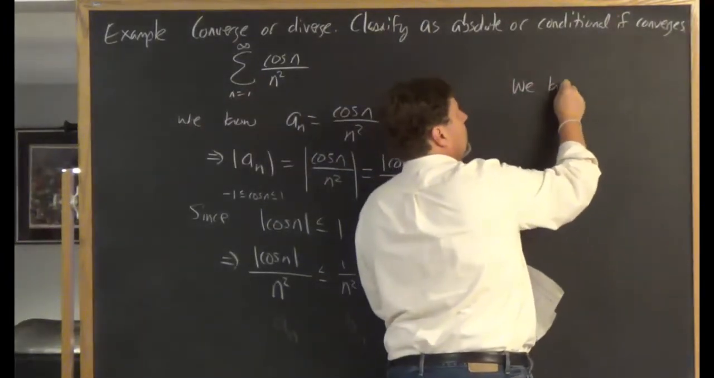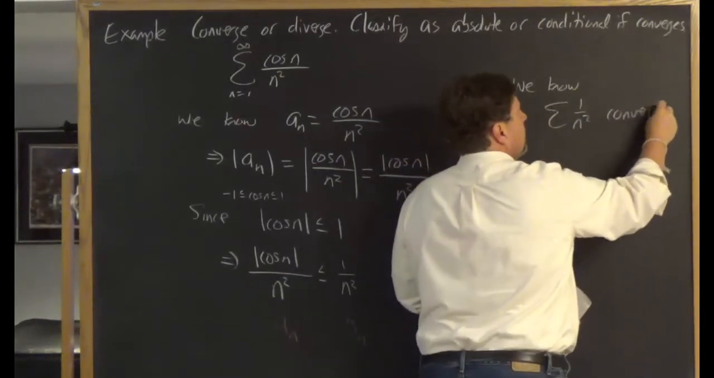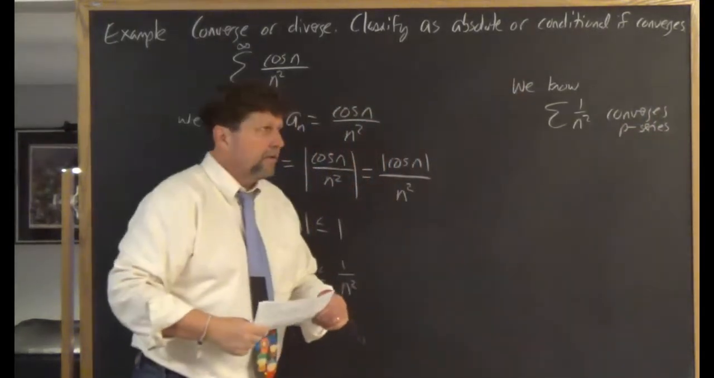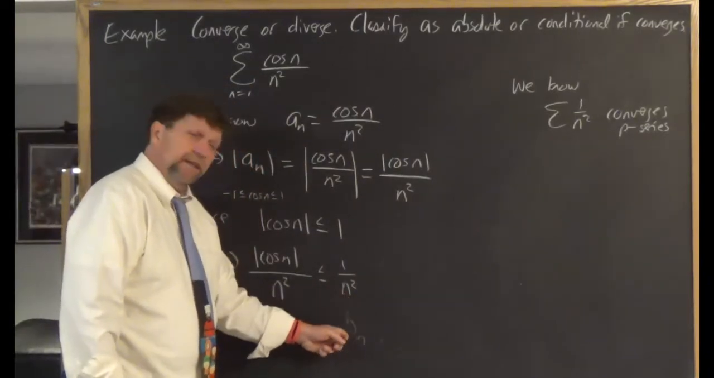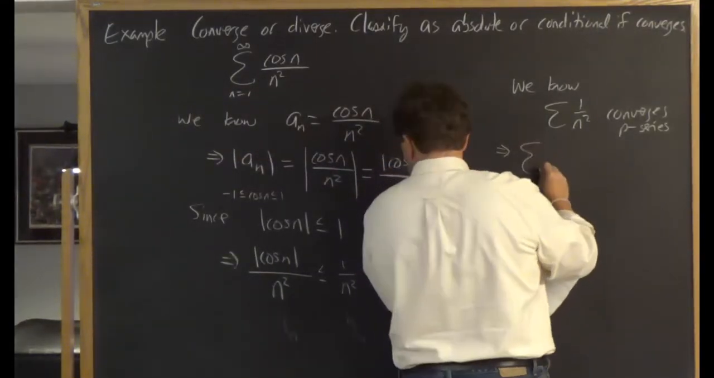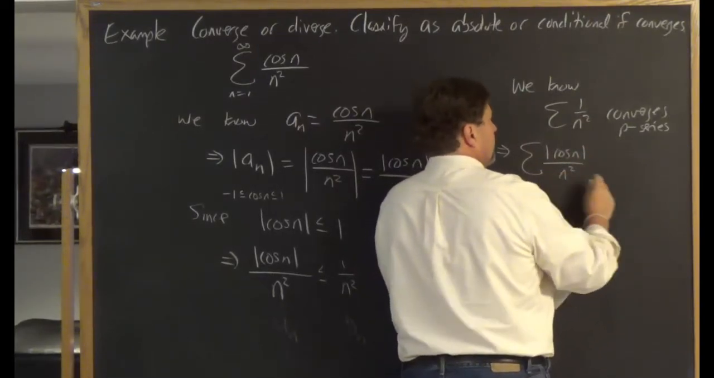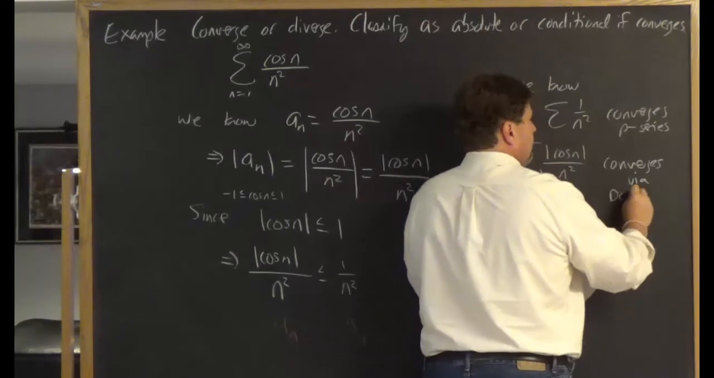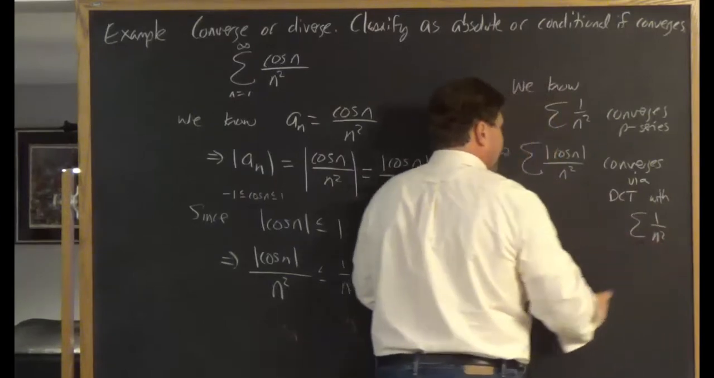We know that the series 1 over n squared converges. It's a P series. P is equal to 2, which is greater than 1. We know it converges. Since we know this series converges, the direct comparison test tells us the series absolute value of cosine n over n squared converges, thanks to the direct comparison test with the series 1 over n squared.